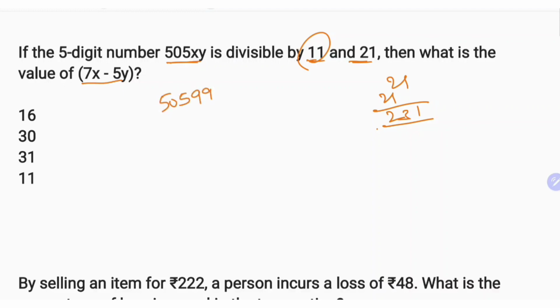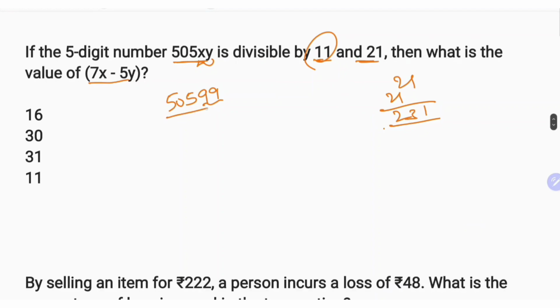Suppose I take the largest 5-digit number for x and y values. It is the largest for x, largest for y. That's why I am taking x and y as the largest. If the number is divided by 231, some quotient comes and a remainder will definitely come. If that remainder value is subtracted from 99, you get the values of x and y. This is the procedure. Now we can solve it step by step.